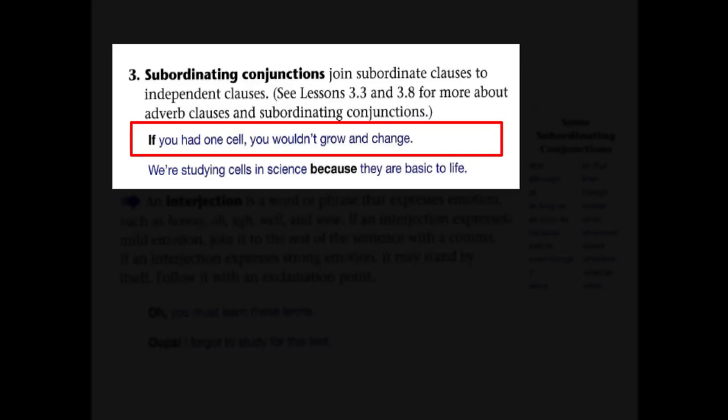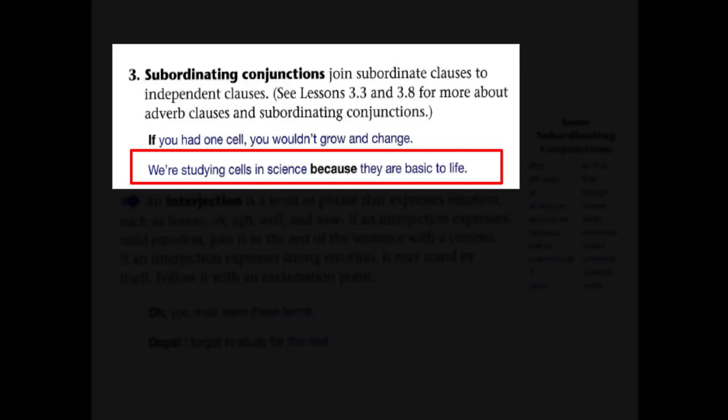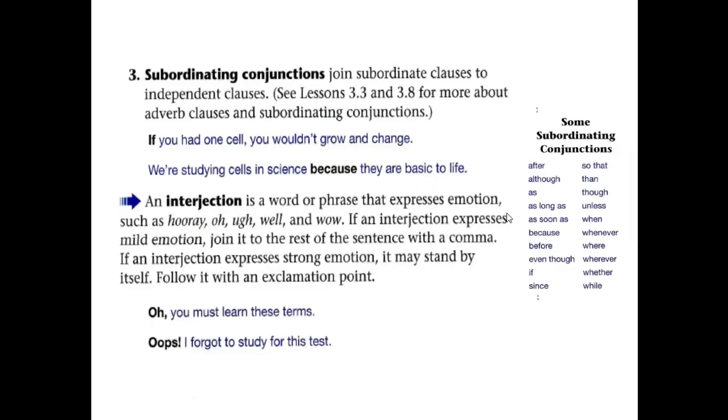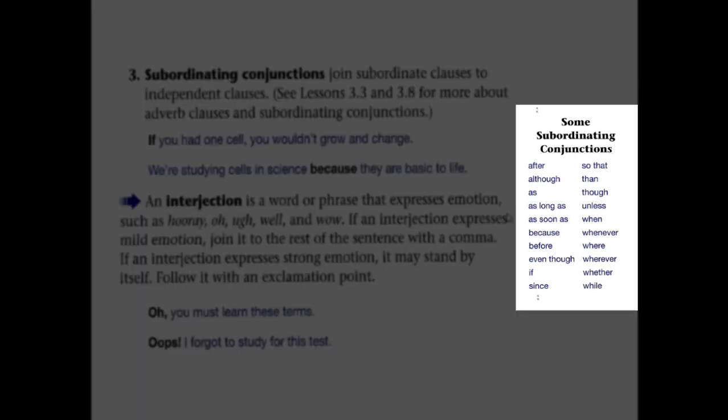A subordinating conjunction joins two clauses. One of them is subordinate and the other one is independent. Second example, we're studying cells in science. Why? Because they are basic to life. We're studying cells in science is the independent clause because it makes sense on its own. Because they are basic to life is a subordinate clause because it's not complete. And to the right here, you can see some subordinating conjunctions: after, although, as long as, as soon as, because, before, even though, if, since, so that, then, though, unless, when, whenever, where, wherever, whether, and while.